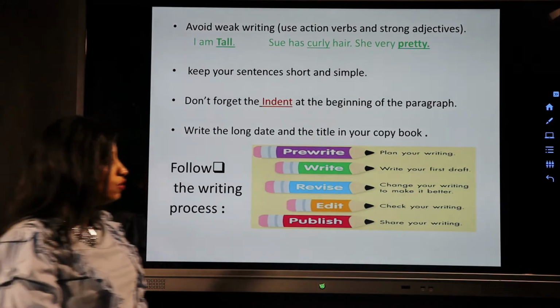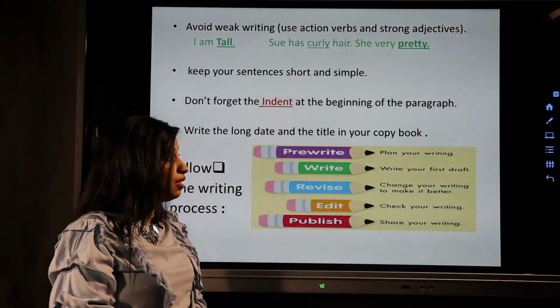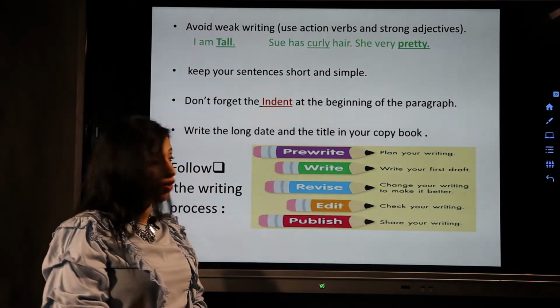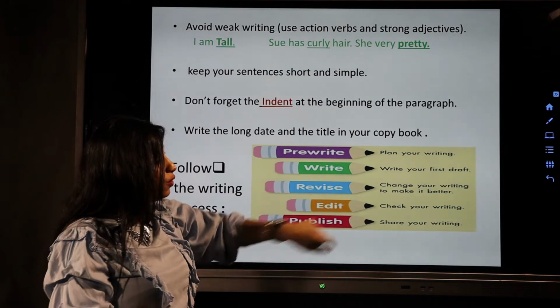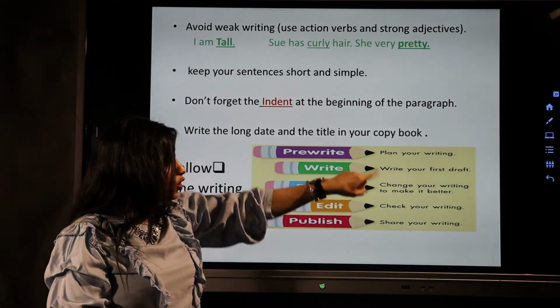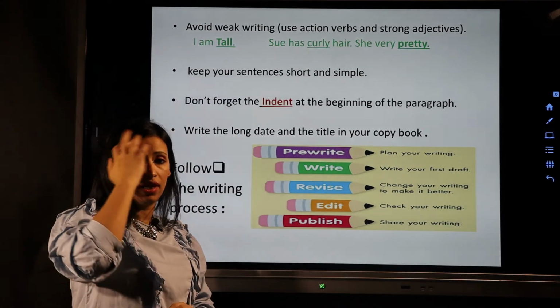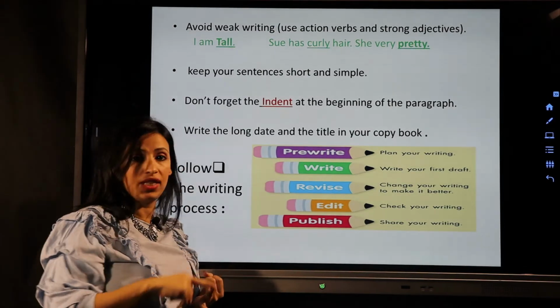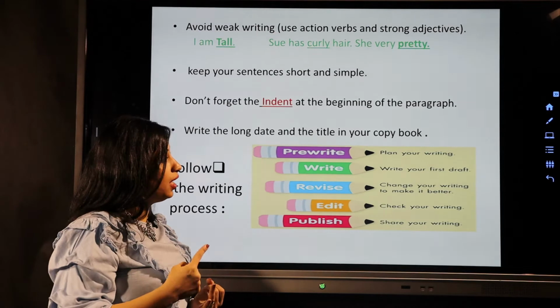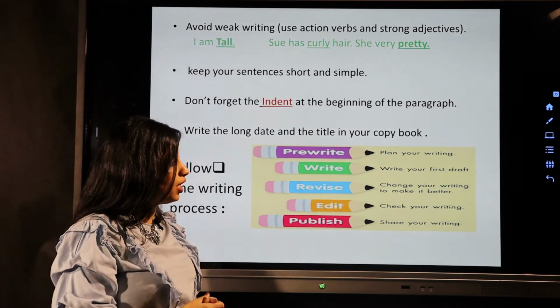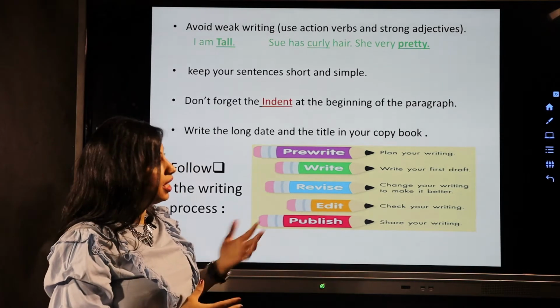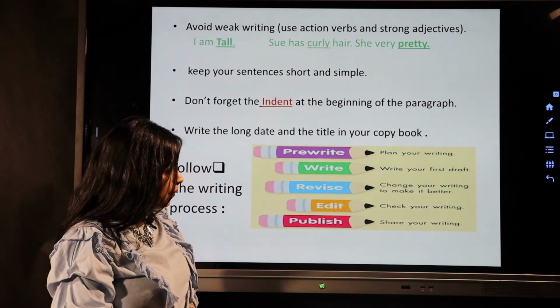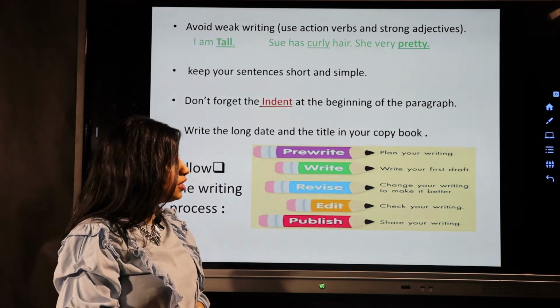Now, if you want to get a very nice and strong piece of writing, you have to follow these steps. Plan your writing. What is the meaning of plan your writing? You have to arrange your ideas. You have to know which tense you're going to use, okay, to plan your writing, to get good writing. Number 2, write your first draft.